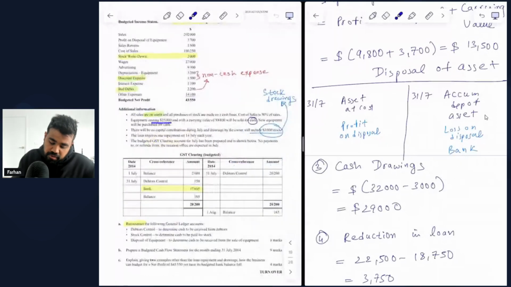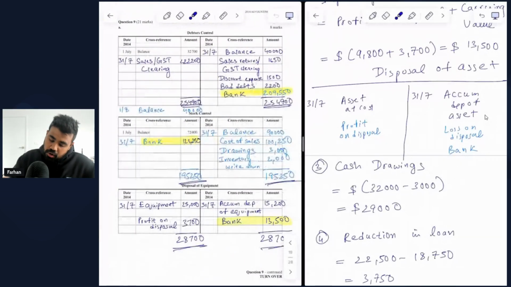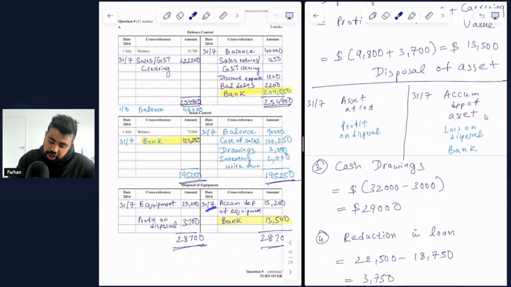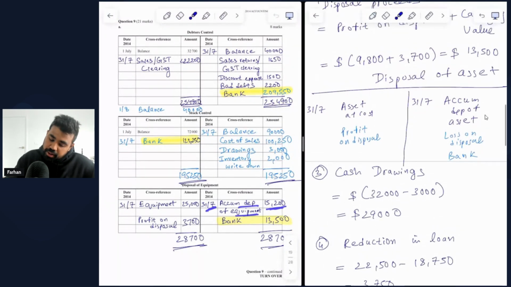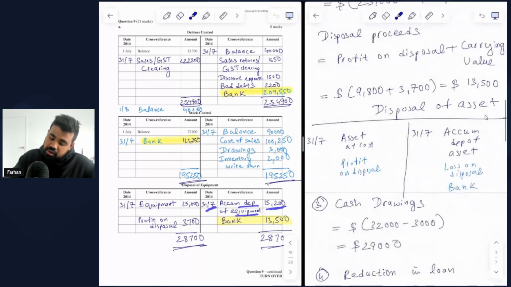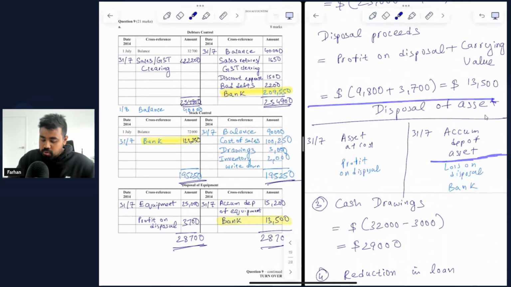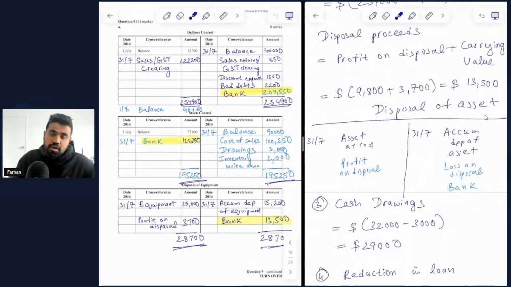Equipment costing 25,000. And then on the credit side, I've included the accumulated depreciation of equipment for the period, and that is $15,200 based on our calculations. And as you can see, the disposal of asset format also shows that on the credit side. We know for sure that we have made a profit on disposal based on the income statement, which is why we are going to be recording that profit on disposal of 3,700 on the debit side based on the format you can see here.